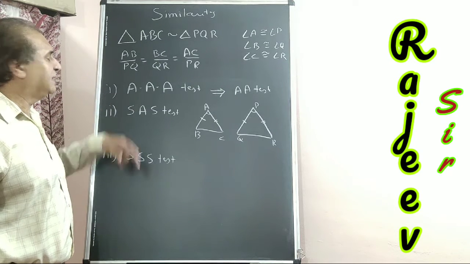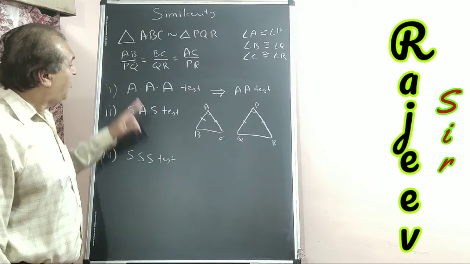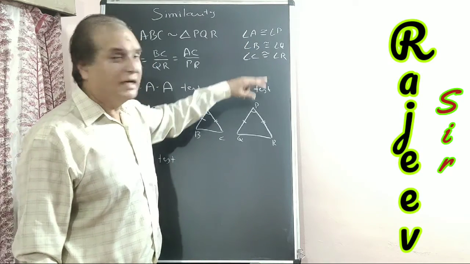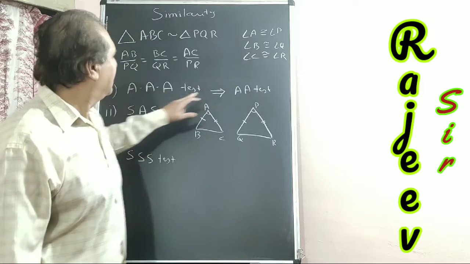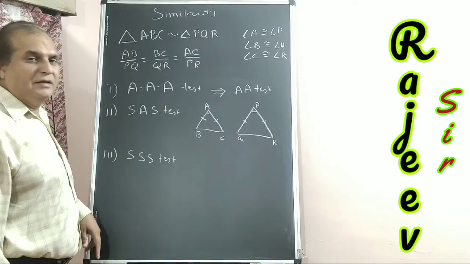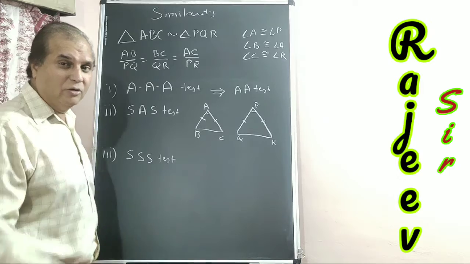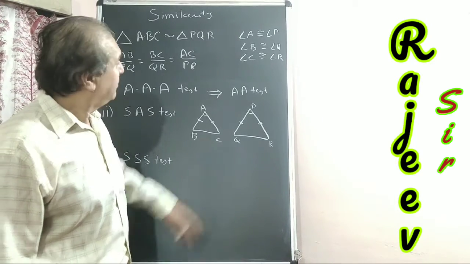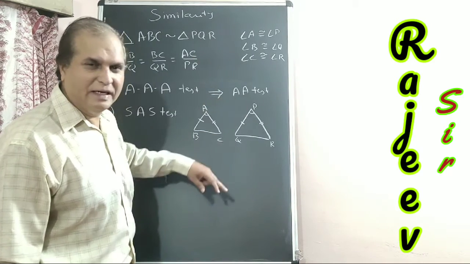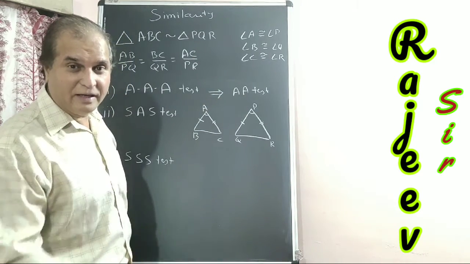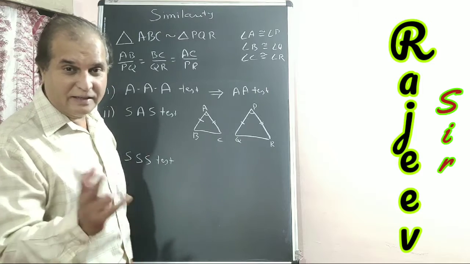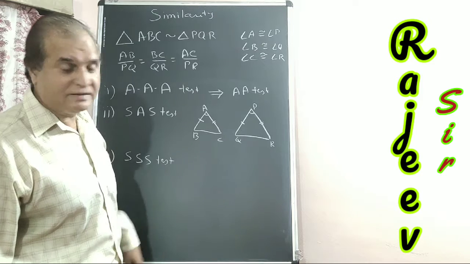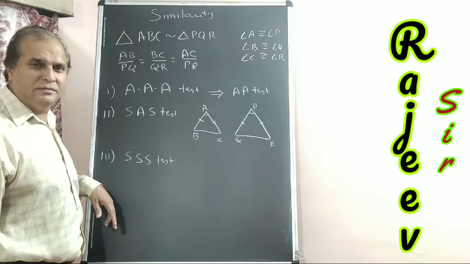Suppose first is the AAA test. If all three angles of the triangles are congruent, then sides are automatically in proportion, so the triangles are similar by the AAA test. But if two angles of a triangle are congruent, then the third angle must be congruent by the angle sum property. So the AA test is enough. Even if you prove two corresponding angles of two triangles are congruent, then the two triangles are similar by the AA test, and you can take the ratio.